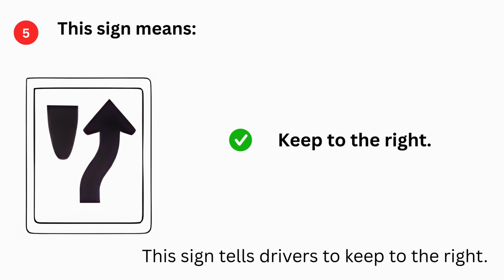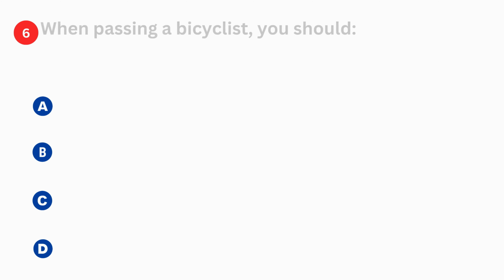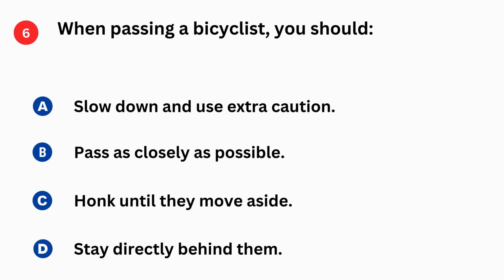Keep to the right. This sign tells drivers to keep to the right. When passing a bicyclist, you should A. Slow down and use extra caution. B. Pass as closely as possible. C. Honk until they move aside. D. Stay directly behind them.